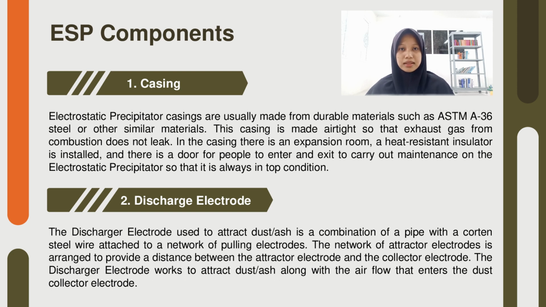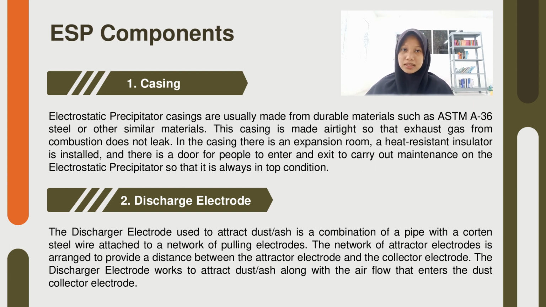The first is casing. Electrostatic precipitator casings are usually made from durable materials such as ASTM A36 steel or other similar material. This casing is made airtight so that exhaust gas from combustion does not leak. In the casing, there is an expansion room. A heat-resistant insulator is installed, and there is a door for people to enter and exit to carry out maintenance on the electrostatic precipitator so that it is always in top condition.